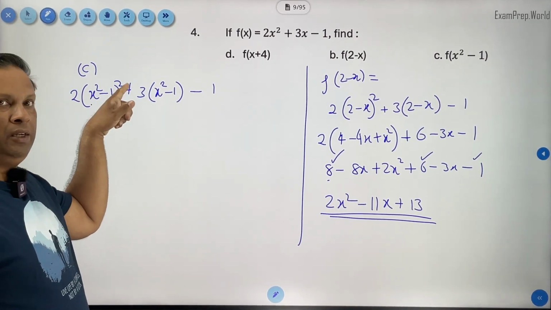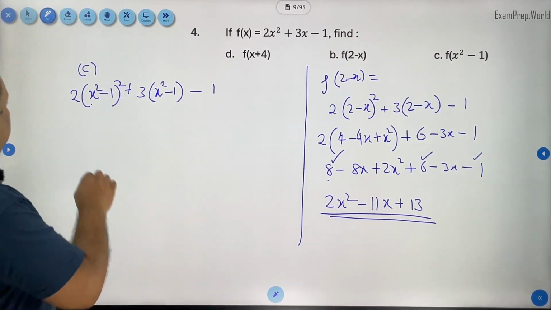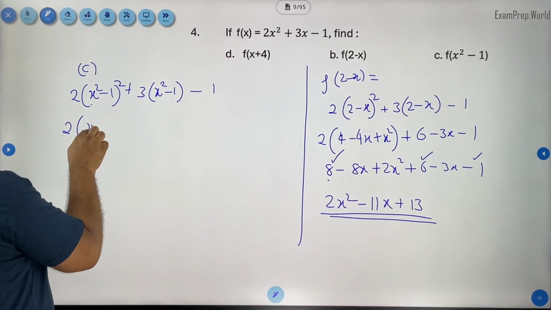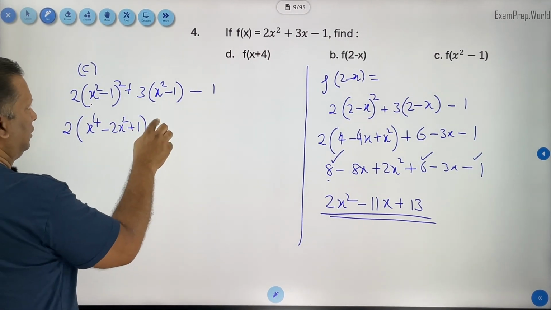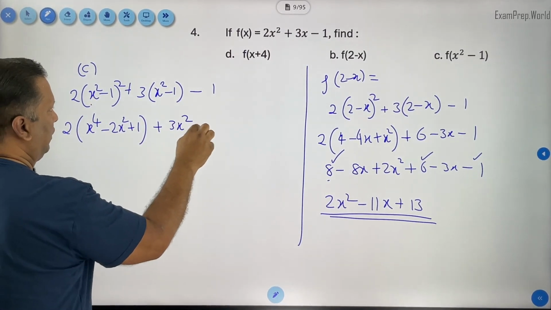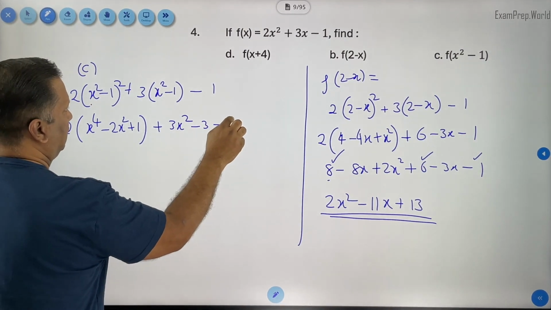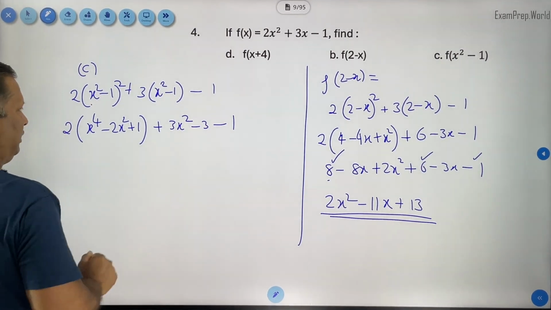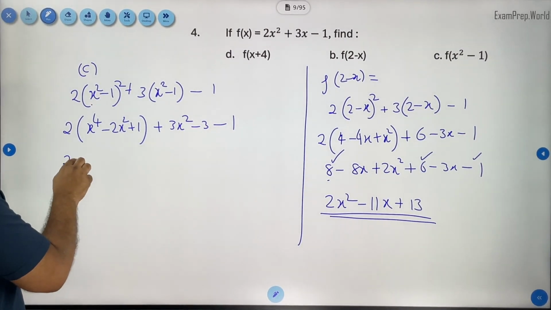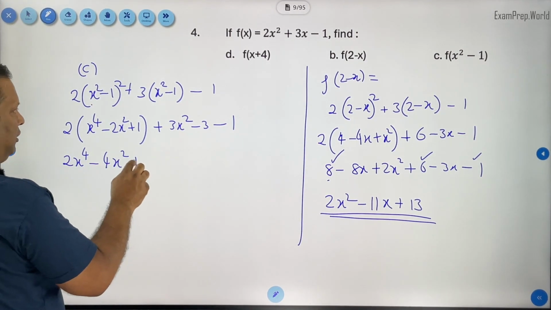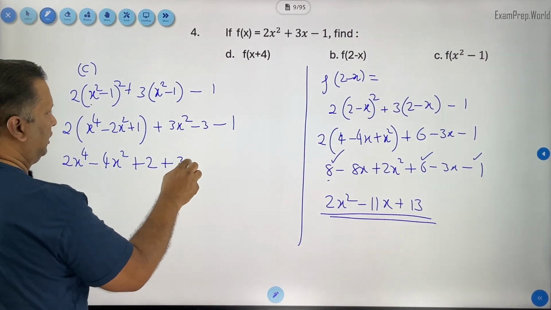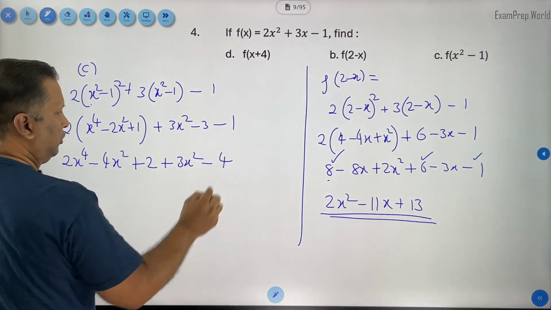Now square to square is x to power 4. Be careful there. X to power 4 minus 2x square plus 1, plus 3x square minus 3, minus 1. So this is negative 4. Expand this bracket. 2x to power 4 minus 4x square plus 2, plus 3x square minus 4.